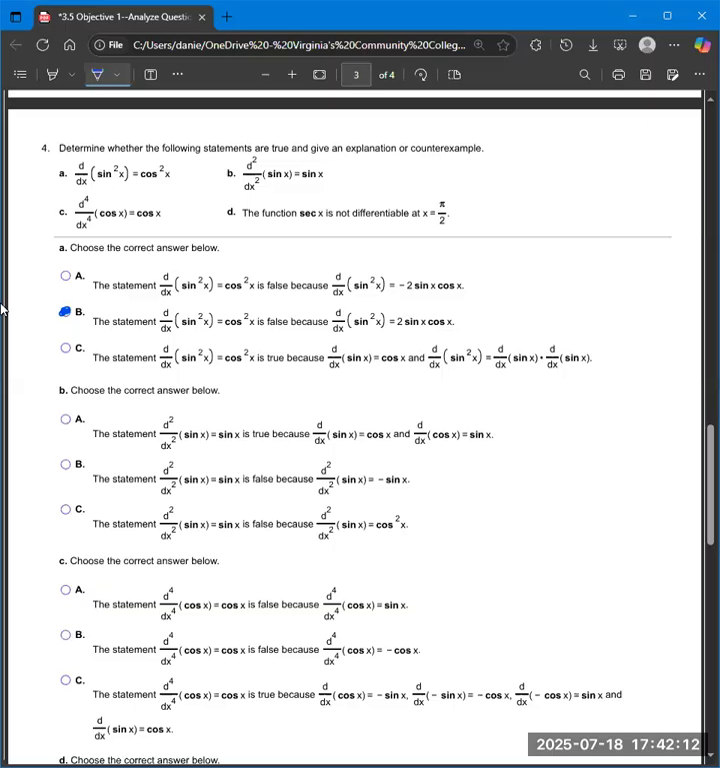Question B, is the second derivative of sine equal to cosine? No, it's equal to negative sine, because the first derivative is cosine, and the derivative of cosine is negative sine. So that's B. Is the fourth derivative of cosine equal to cosine? So cosine becomes negative sine, which becomes negative cosine, and negative cosine becomes sine, and the derivative of sine is cosine. So yes, that's true. So that's C.